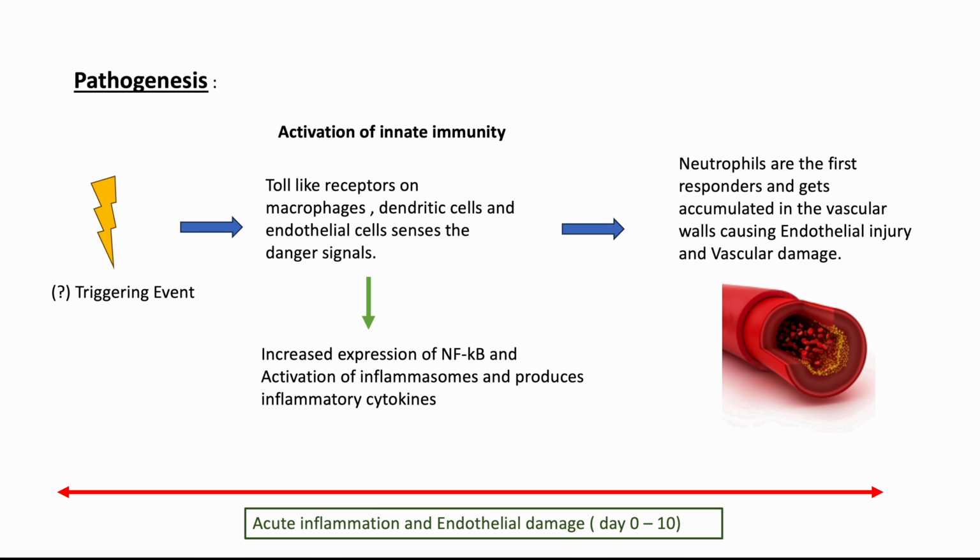Pathogenesis: in the acute phase, activation of the innate immune system occurs through toll-like receptors on macrophages, dendritic cells, and endothelial cells. This leads to activation of NF-kappa B, release of inflammatory cytokines, and neutrophil infiltration of vascular walls, causing endothelial injury. This acute inflammation and endothelial damage occurs between day 0 and day 10.